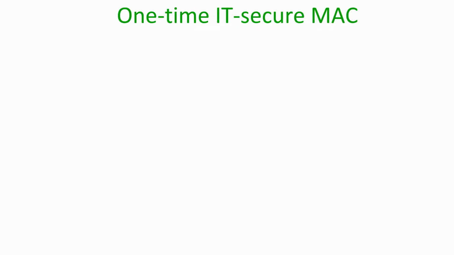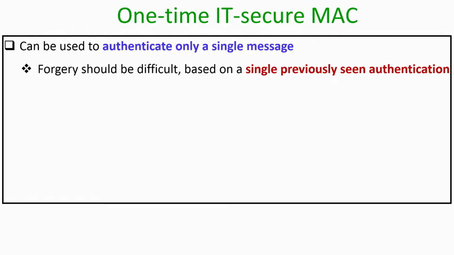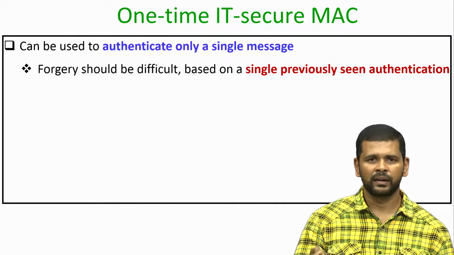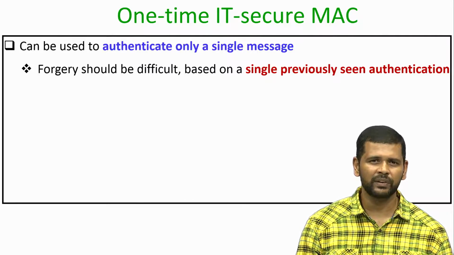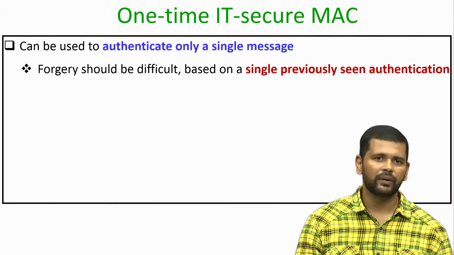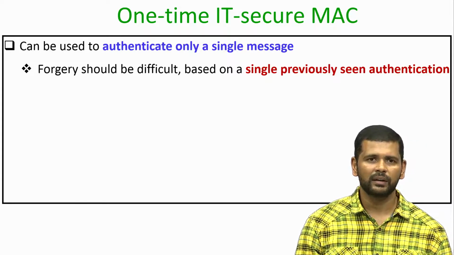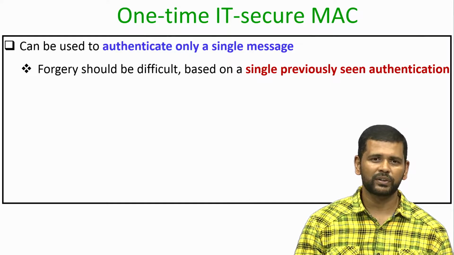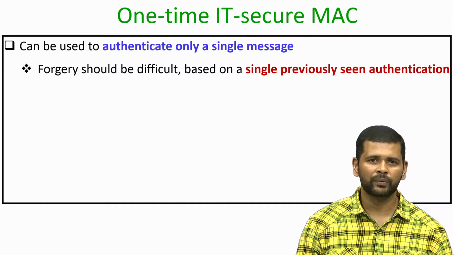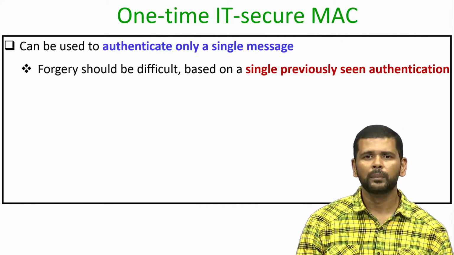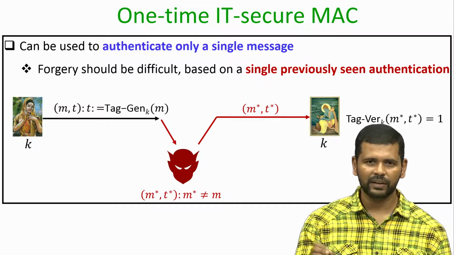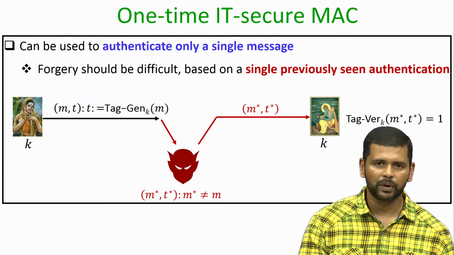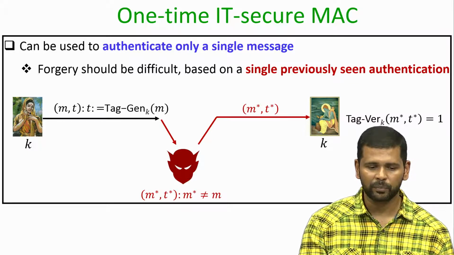So, let us begin with the discussion on one time information theoretic secure MAC. As I said earlier, they are a special type of MACs which can be used to authenticate only a single message, and the security requirement here is that it should be difficult for a computationally unbounded adversary to come up with a forgery based on a single previously seen authentication, right. So, pictorially, what exactly is the security property that is achievable by this primitive is as follows.